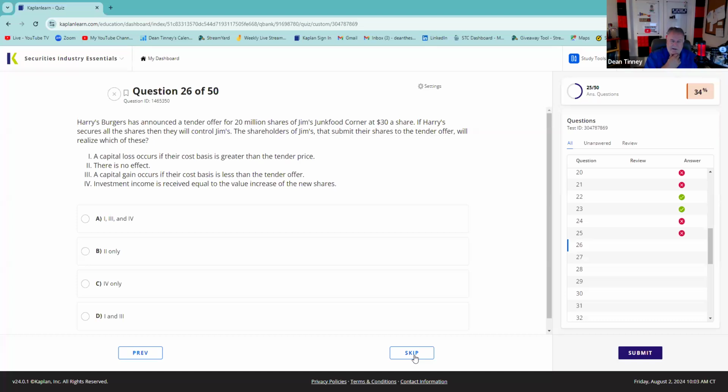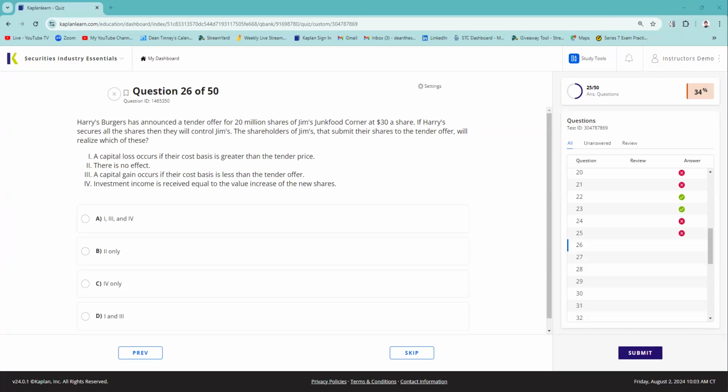Harry's Burger has announced a tender offer for 20 million shares of Jim's junk food corner store at $30. If Harry secures all the shares, they will then control Jim's. The shareholders of Jim's that submit their shares to the tender offer will realize which of these? Kind of a weird question. Yeah, this is a tender offer.